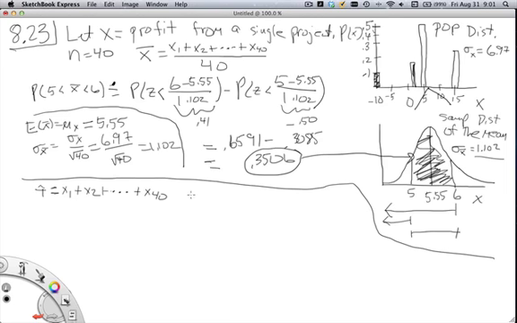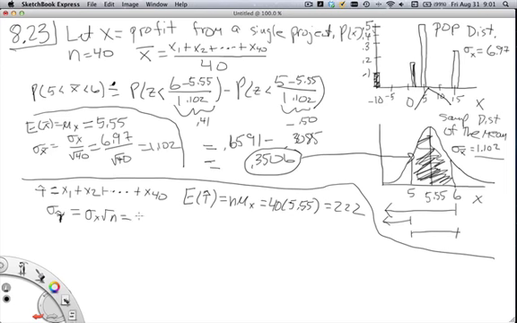So how much do we expect to make over the period? Well, the expected value of T-hat is just n times mu sub x. So this is going to be 40 times 5.55, which is equal to 222. So we expect to make 222 million this quarter. What's the standard deviation of T-hat? Well, this is just going to be sigma sub x times the square root of n.